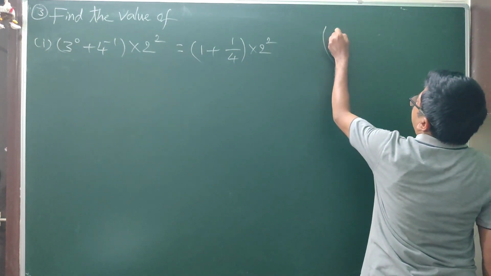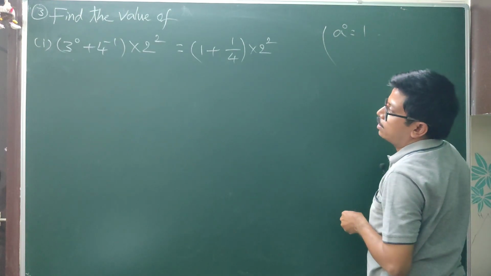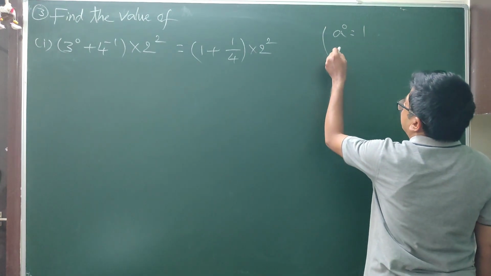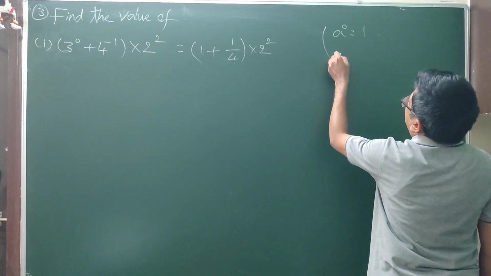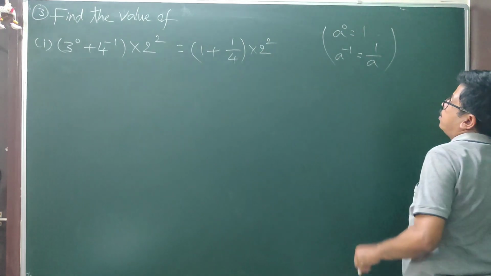Here, anything power 0 is equal to 1. Next, a power minus 1 is equal to 1 by a. These are the formulas.